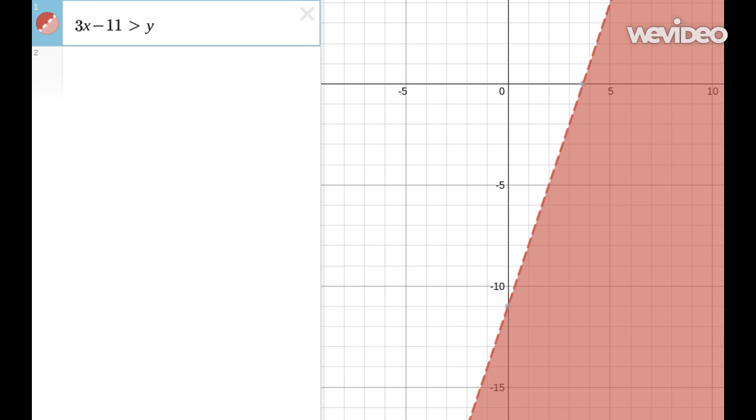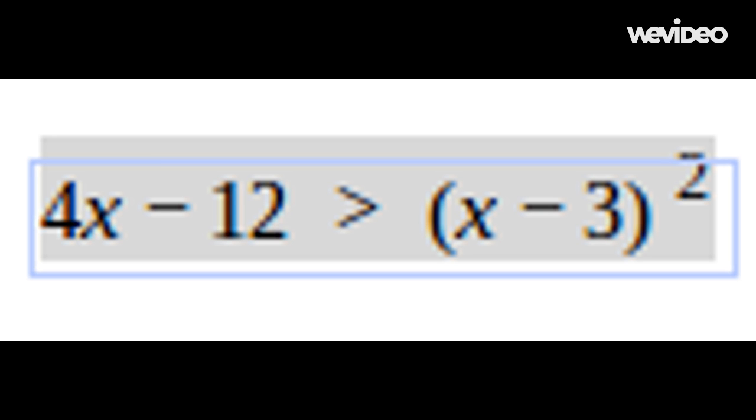To show all of the quantities that apply to the inequality, shade the area where y is less than the line. Also make sure that the line is dashed. Let's move on to something a little harder.